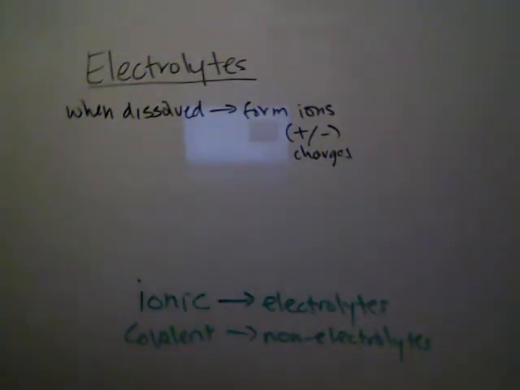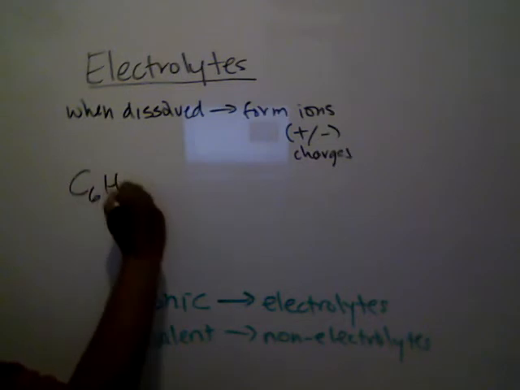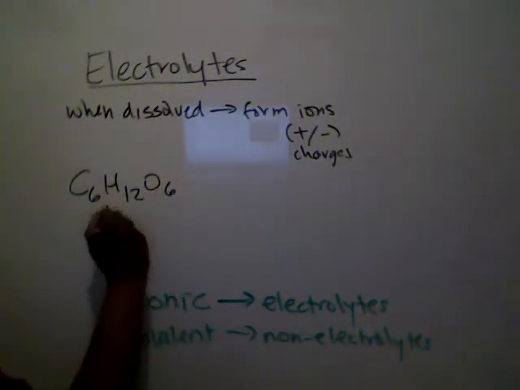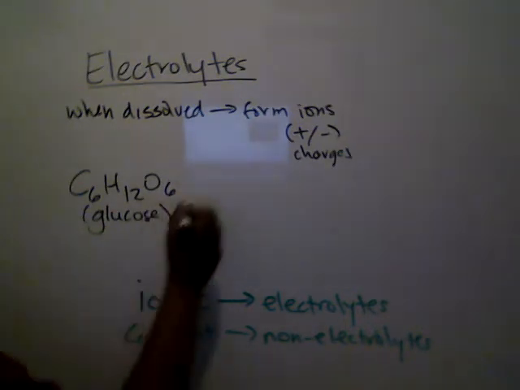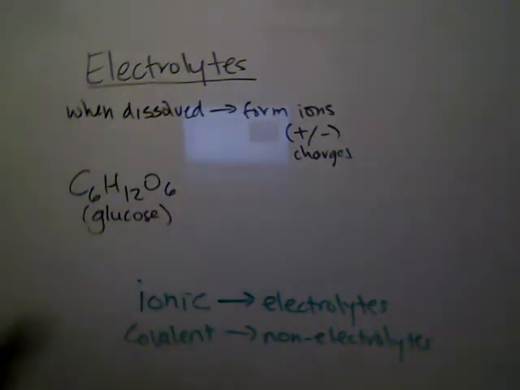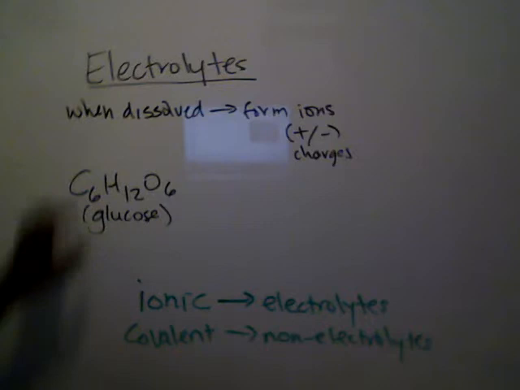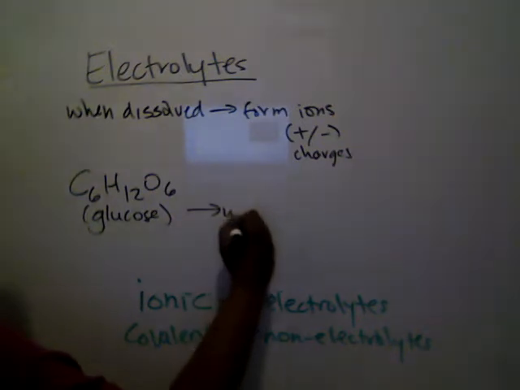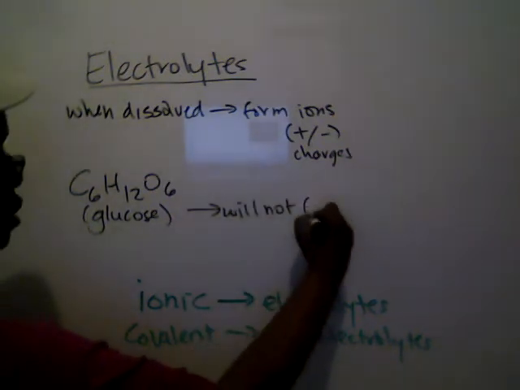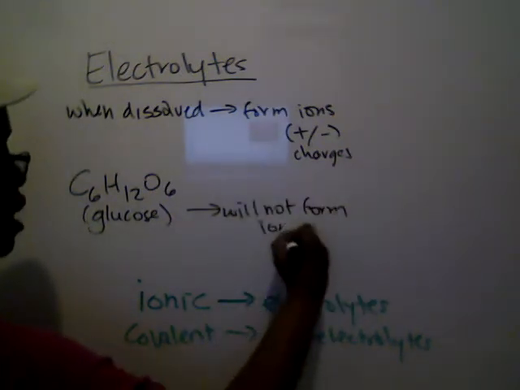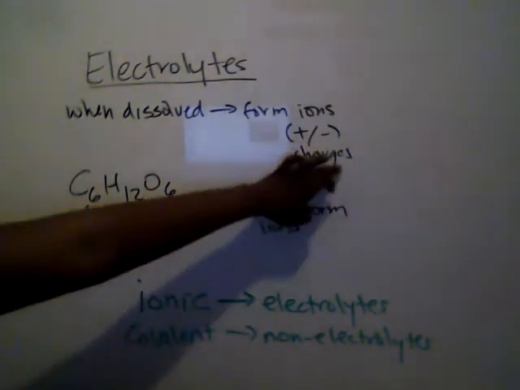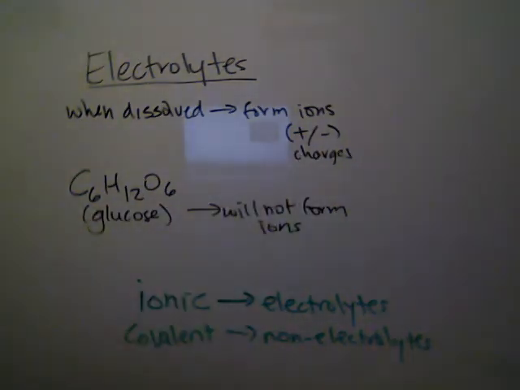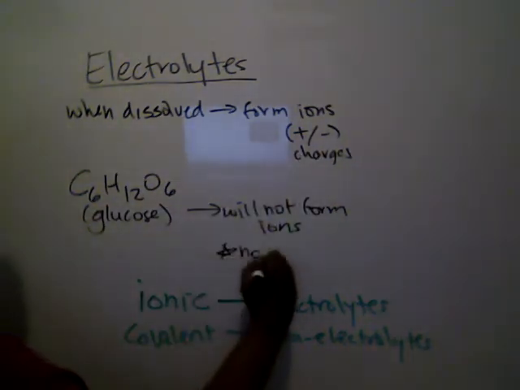So a couple examples, if we were to take C6H12O6, which is glucose or sugar, it's a type of sugar, and dissolve this in water, it'll dissolve. We know that sugar dissolves, but these particles are not going to break apart from each other to form ions. So this will not form ions. And if it doesn't form ions, things with plus or minus charges, it can't conduct electricity, so therefore this is going to be a non-electrolyte.